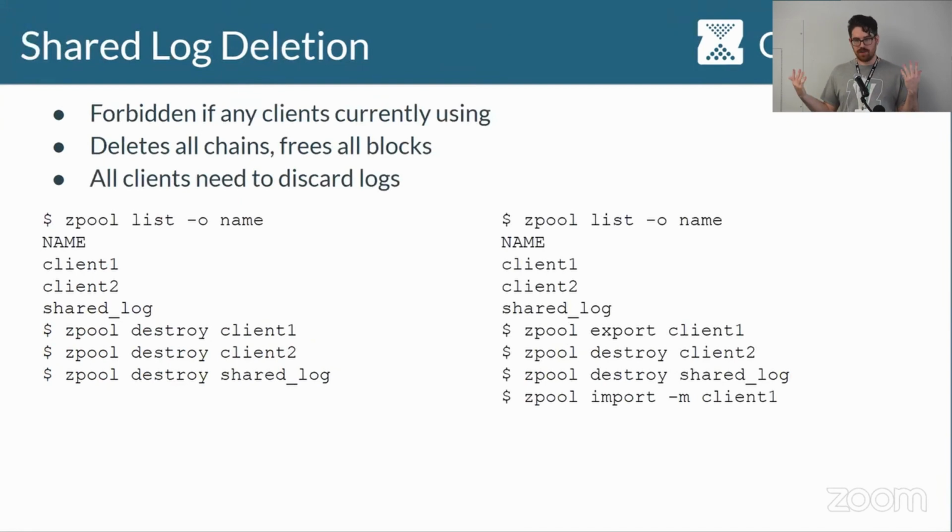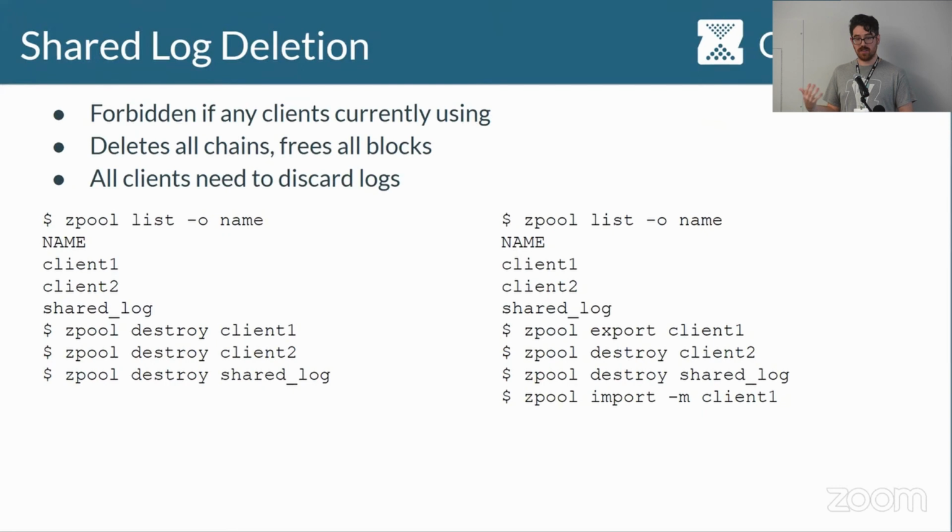Finally, eventually you may want to delete your shared log pool. You're not allowed to do that if there's any clients currently attached to it, because they are busy using that space. It's a storage device for them. You're not allowed to move it out from under them. Similarly, you can't export the shared log pool while a client is running. So if you try to do it, it'll give you EBUSY and tell you that you're not allowed. But if all the clients are disconnected or destroyed, then it'll go through, delete all the chains, free all the blocks, mark itself as destroyed, just like a normal pool would.